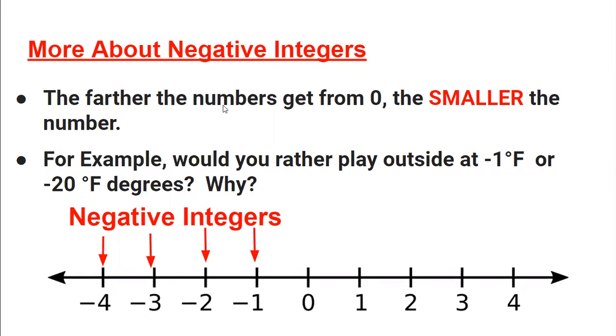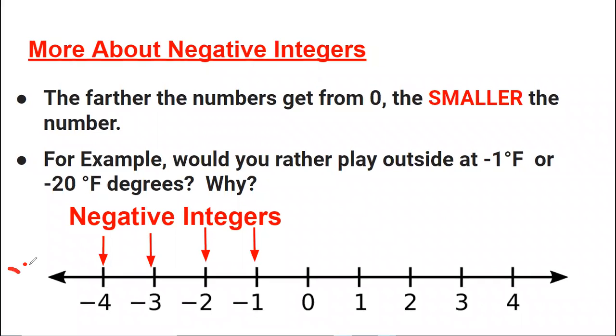So for example, think of it as temperature. Would you rather play outside at -1 degrees Fahrenheit or -20 degrees Fahrenheit? Well, I'd rather play outside at -1. Why? Because it's warmer. The number is bigger. So -20 is farther from 0 because -20 is probably somewhere way down here on the number line. And -20 is way farther from 0 than -1 over here. So you would say that -20 is smaller than -1.